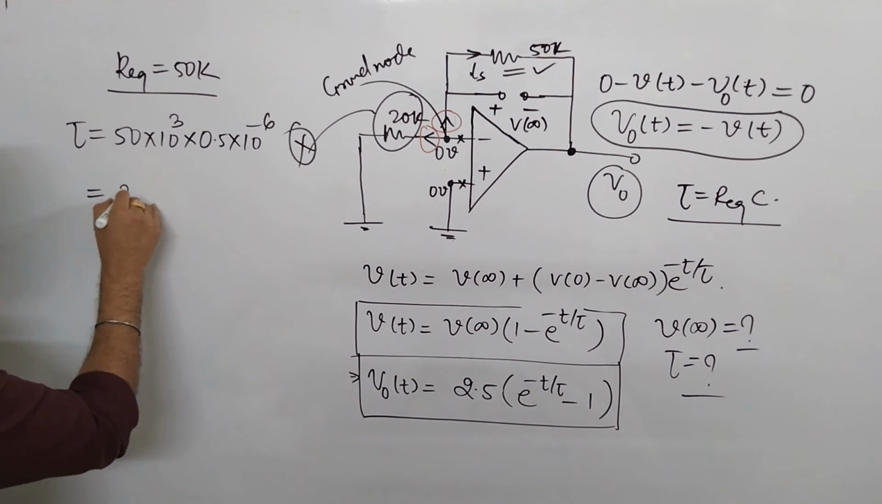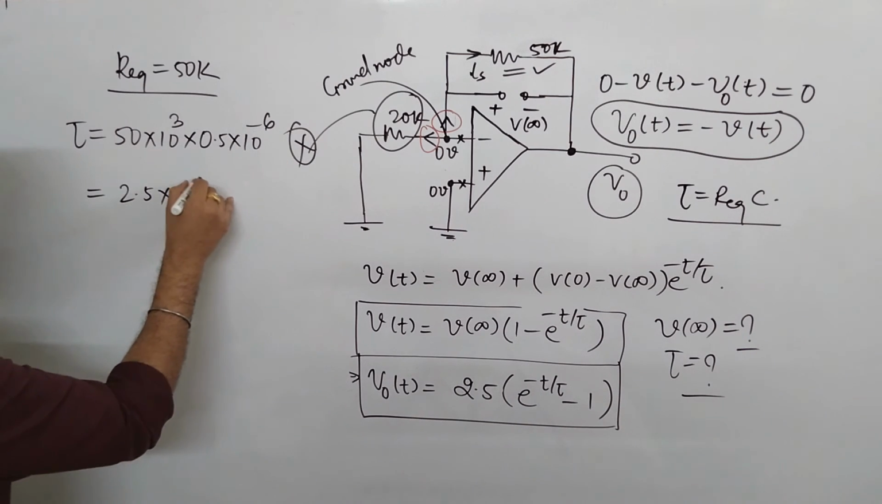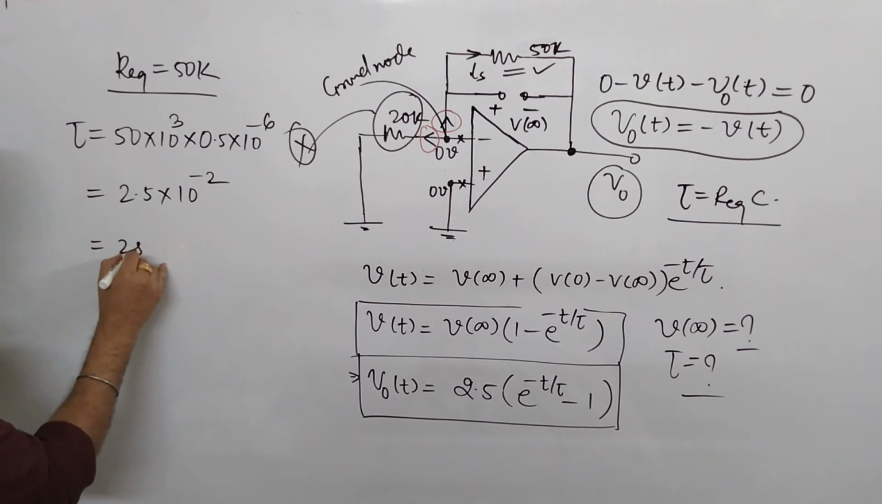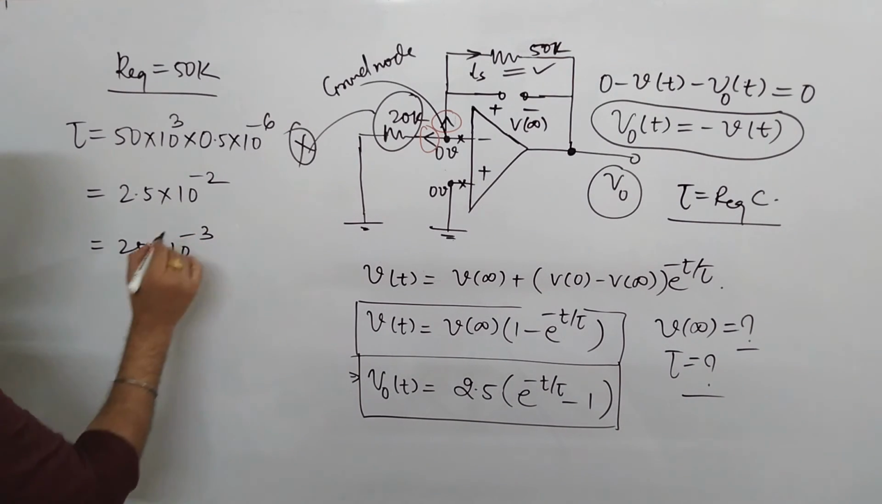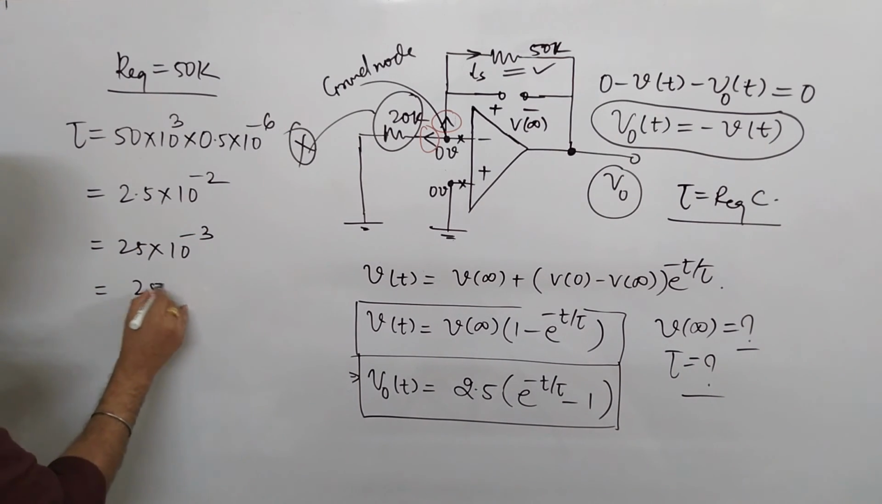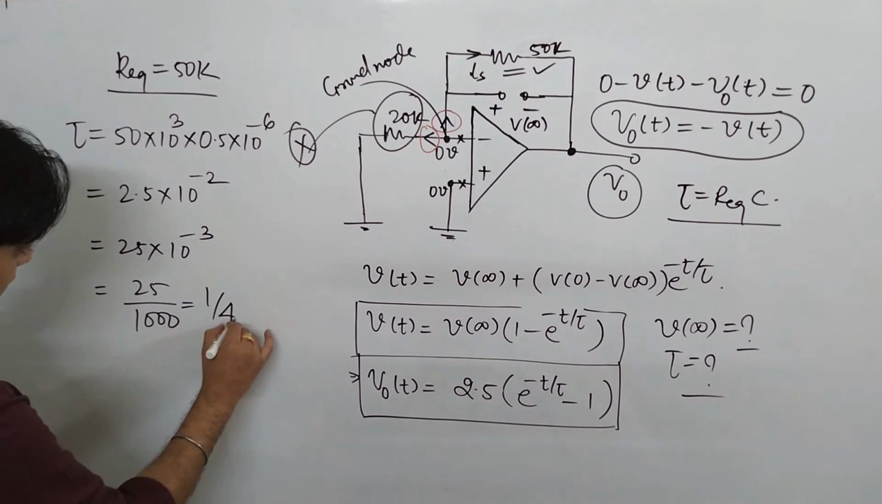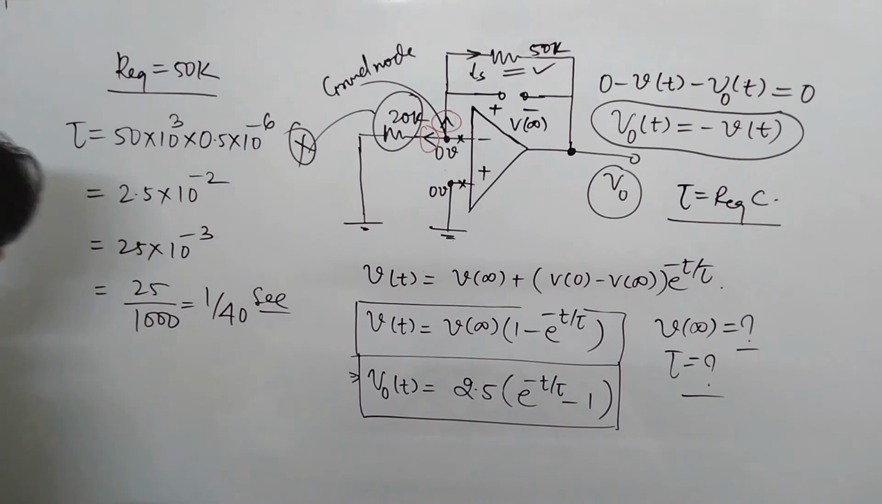This is 2.5 into 10 to the power minus 2, or you can say it is 25 into 10 to the power minus 3, or you can say it is 25 by 1000, or it is 1 by 40 seconds. Yes, 1 by 40 seconds. This is the value of tau.